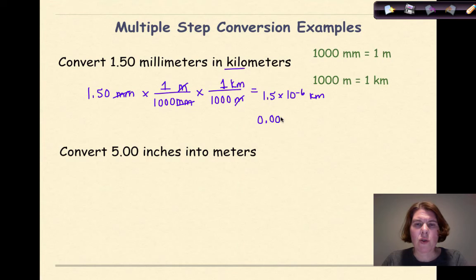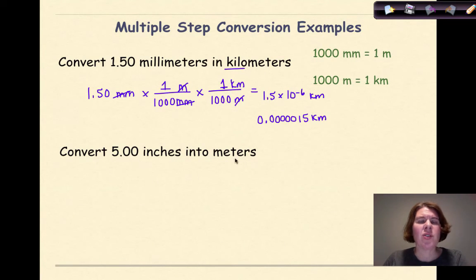or it could be 0.0000015 kilometers. So 5 zeros, 1, 5 kilometers. Either scientific notation or standard notation. It really depends on how your teacher wants you to approach your final answers. Let's look at another example.